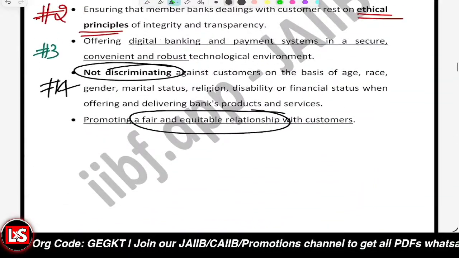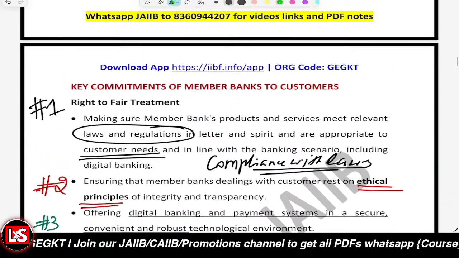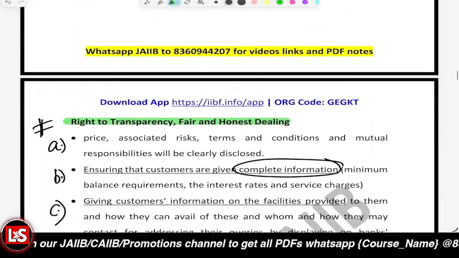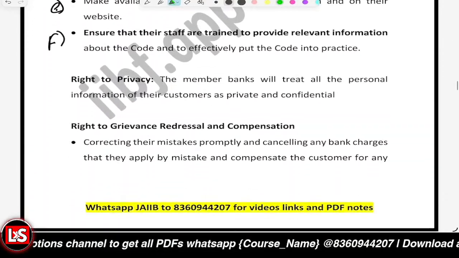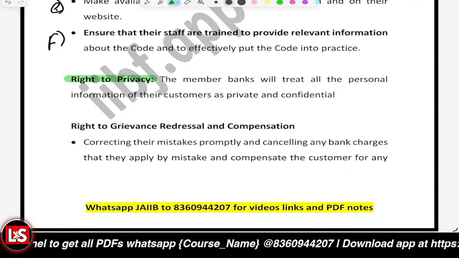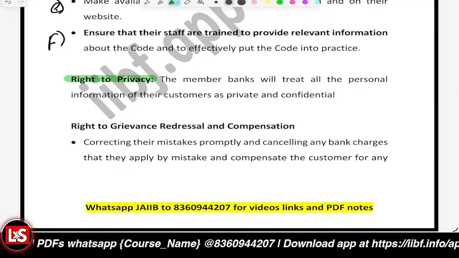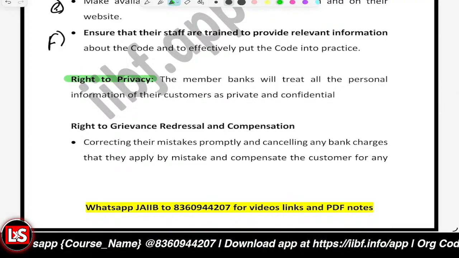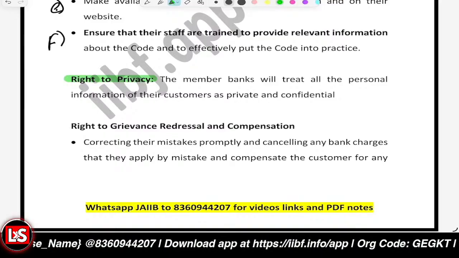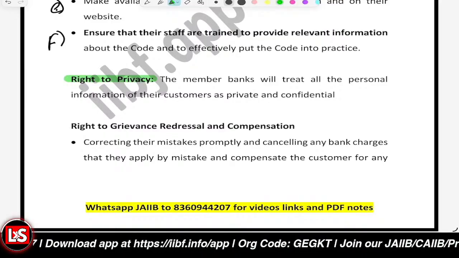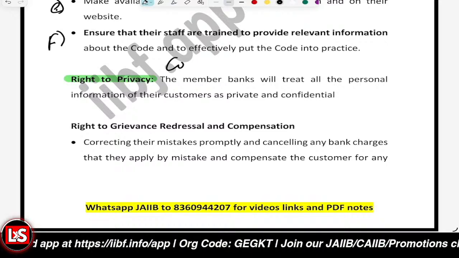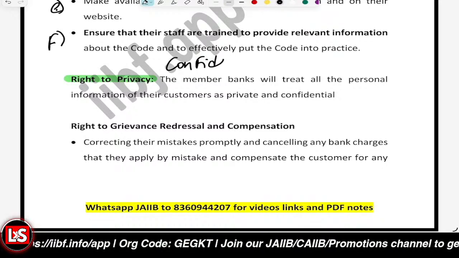Right? The first one was about what? It was about the right to fair treatment. The second one is the right to transparency, fair and honest dealing. And now the third one is about the right to privacy. So the bank must treat all customer information as private and confidential. So confidentiality must be there. Information should be confidential.